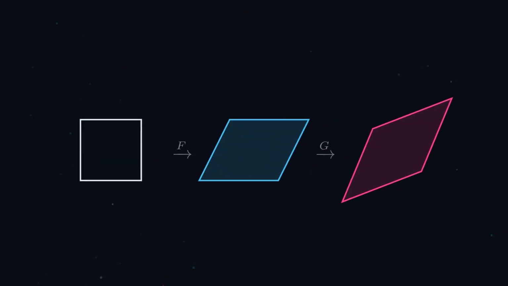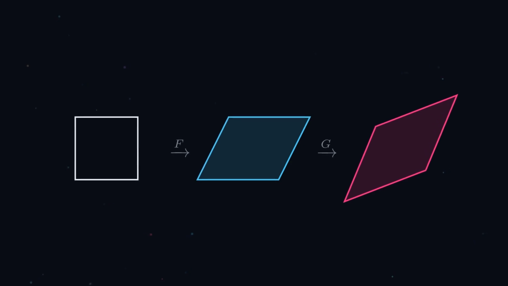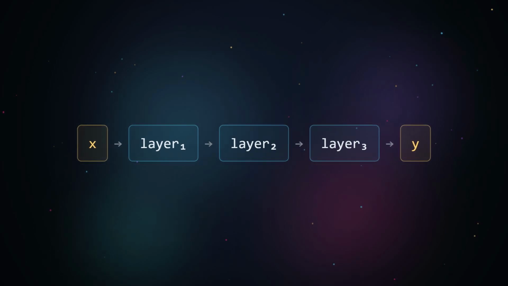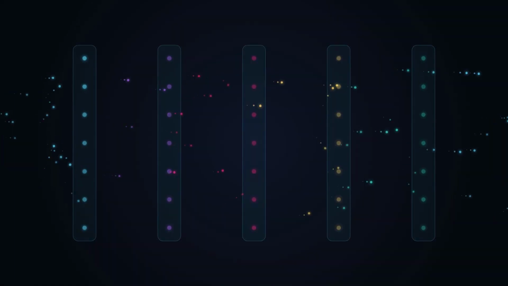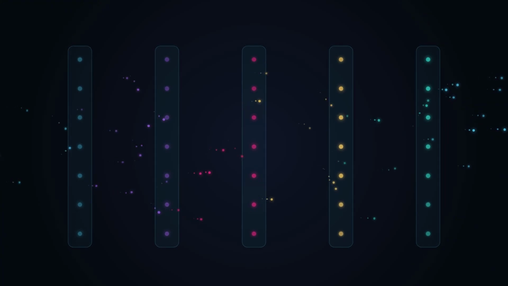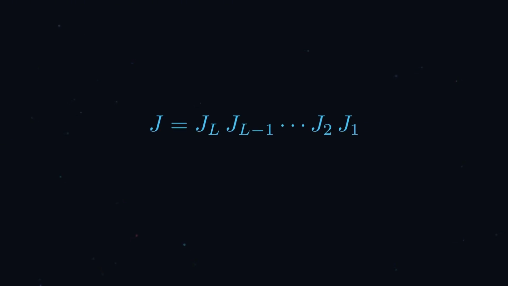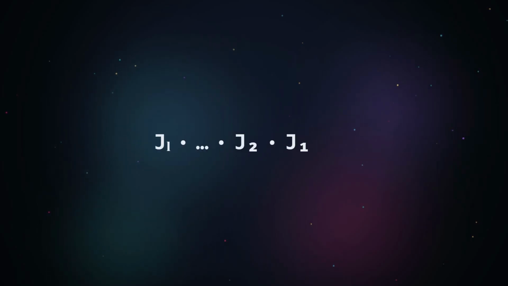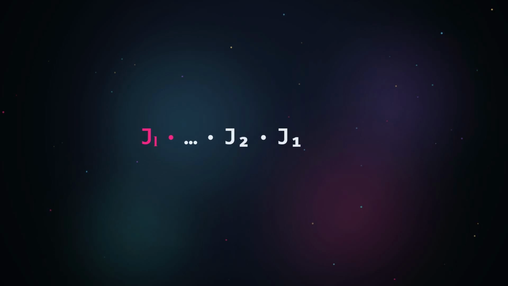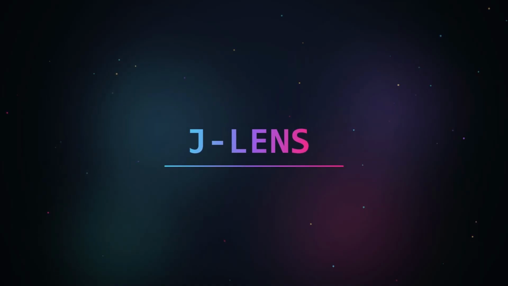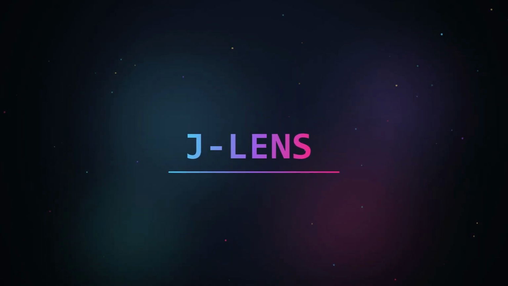Compose two maps and the stretches multiply. That's the chain rule. A network is just many maps composed layer after layer. Information streams forward through those layers, reshaped at every step. So the network's derivative is a long product of per layer Jacobians. Backpropagation is nothing more than multiplying that chain of Jacobians, and the vanishing gradient is those determinants shrinking towards zero. Which brings us back to Anthropic's Jacobian lens.